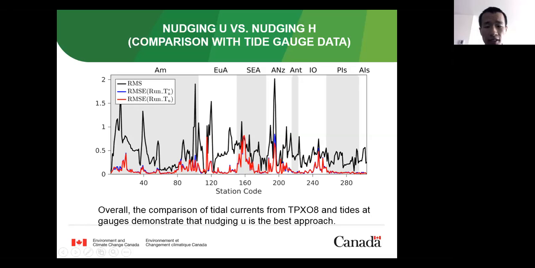And next, we show a comparison with the tidal gauge data, where the nudging is not applied. And here we draw the results by solution code. The black line shows the RMS of the observed tides, and the blue line shows the RMSE produced by the tide-only run with nudging eta, and the red line is for nudging U. And clearly we see that nudging U shows slightly better performance at some stations in the Americas and Australia. So overall, we demonstrate that nudging U is the best approach to be used.